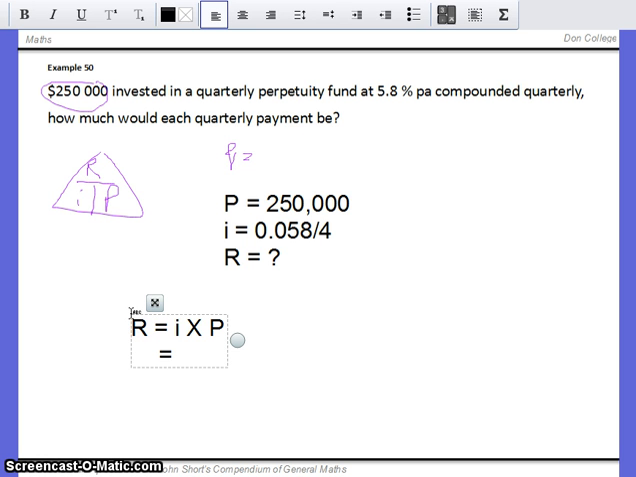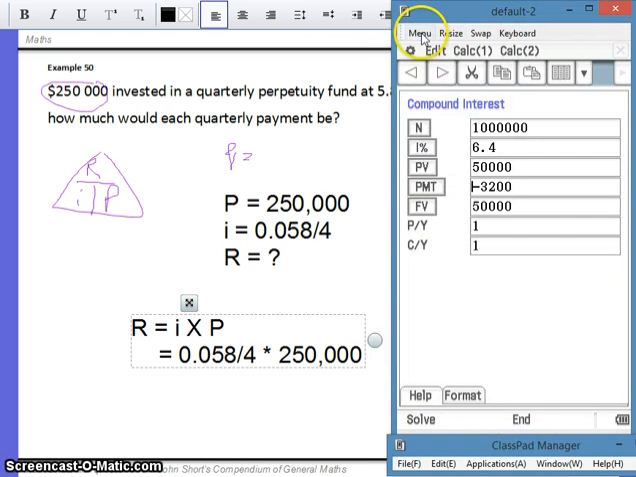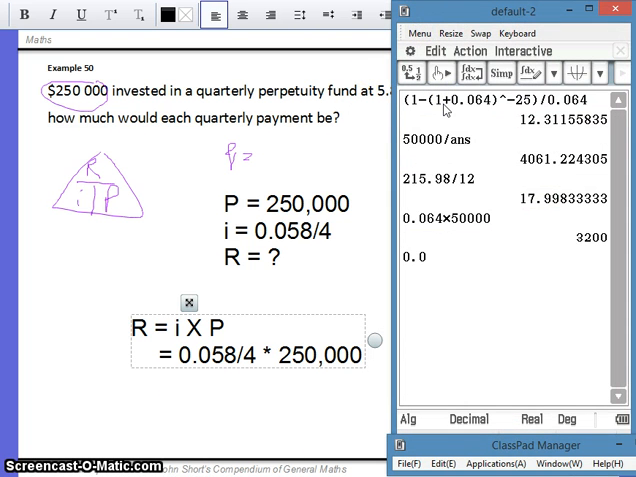So R is equal to 0.058 over 4 times 250,000, and we're going to get a value of $725.